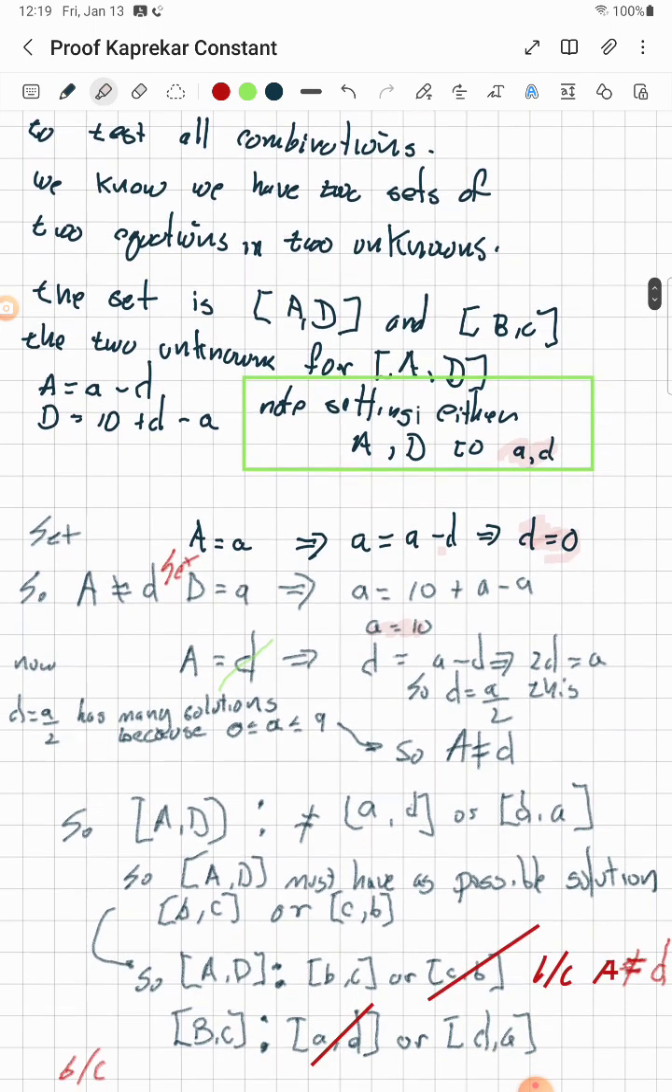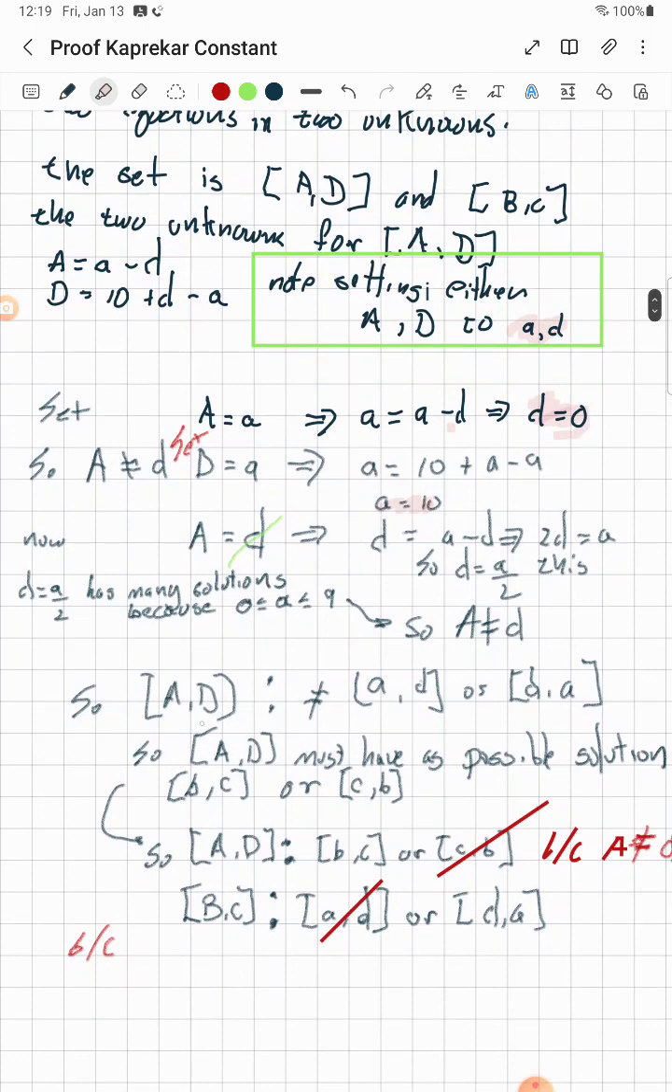So finally, what we come to conclude is that AD cannot be solutions AD or BA, right? AD must have possible solutions of what's remaining, BC or CB, right? You can do the same thing with the other one, showing the idea for BC. See it? So AD can take on values. The solutions must be either BC or CB.